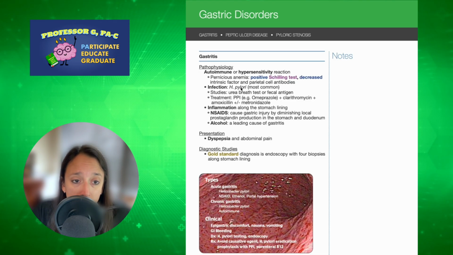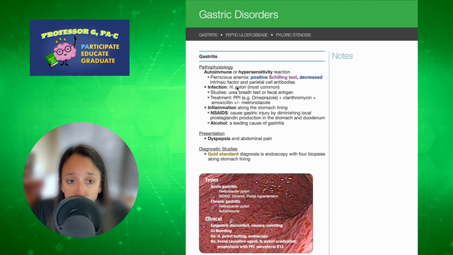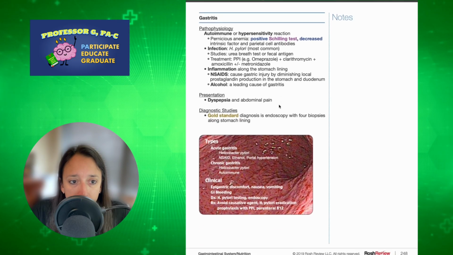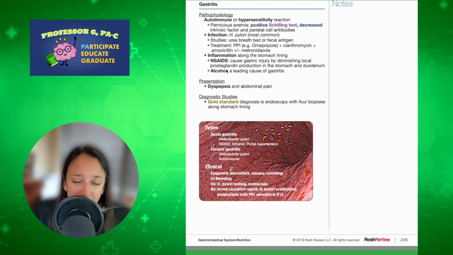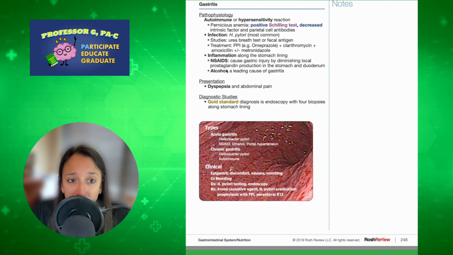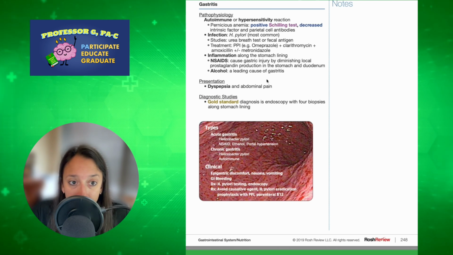that will show us that H. pylori is present. If we see H. pylori, we need to treat it with either triple or quadruple therapy. As far as NSAIDs and alcohol, we need to decrease those. So take the patient off NSAIDs, put them on maybe Tylenol, and tell the patient to cut down on alcohol.